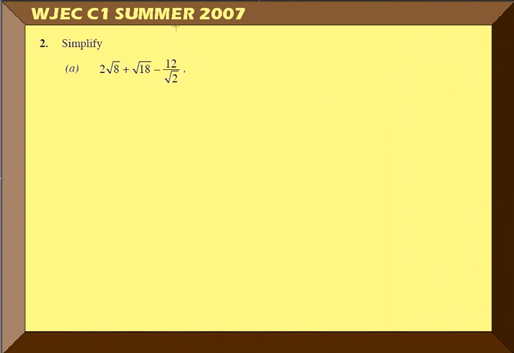and is from the C1 Summer 2007 WJEC. The main feature that we're going to use is that the square root of a times b is equal to the square root of a times the square root of b. We've got 3 parts to the question. We're going to take each one individually.